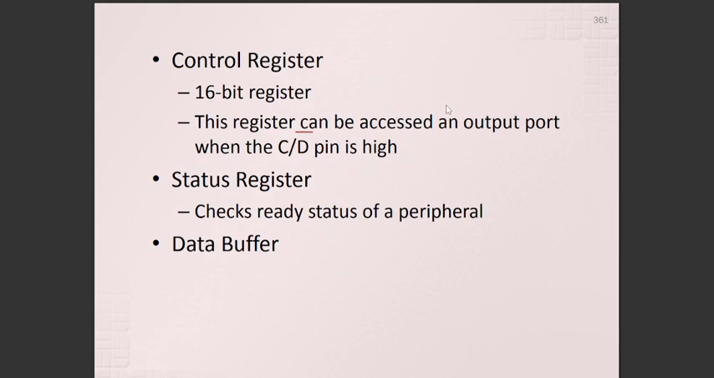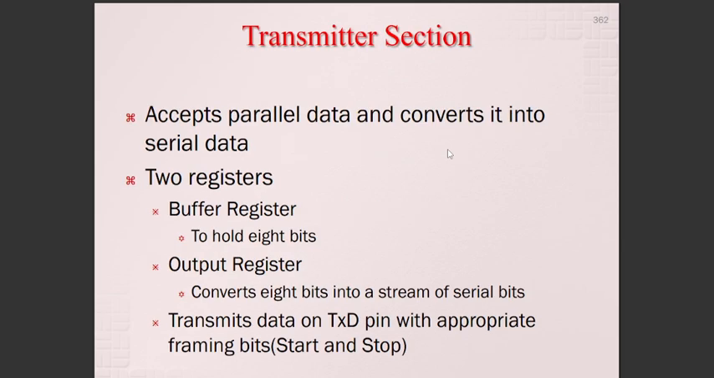The control register is a 16-bit register. This register can be accessed and output when the C/D bar pin is high. The next one is the status register, which checks the ready status of the peripheral. The next one is the data buffer, which accepts the parallel data and converts it into serial data. There are two registers in the transmit section: the buffer register and the output register. The buffer register holds the 8 bits, and the output register converts the 8 bits into streams of serial bits. The last one is the transmit data, the TxD pin, with appropriate framing words, which we call start and stop.